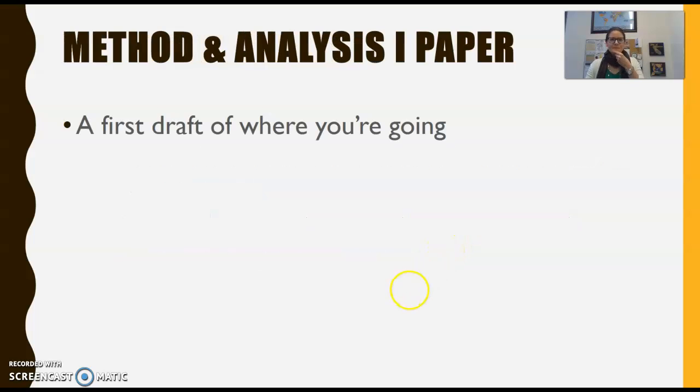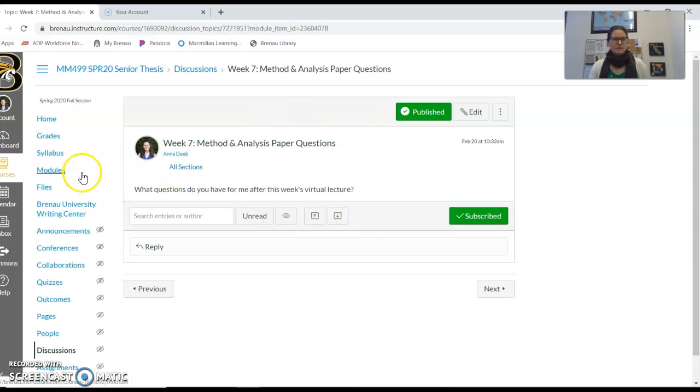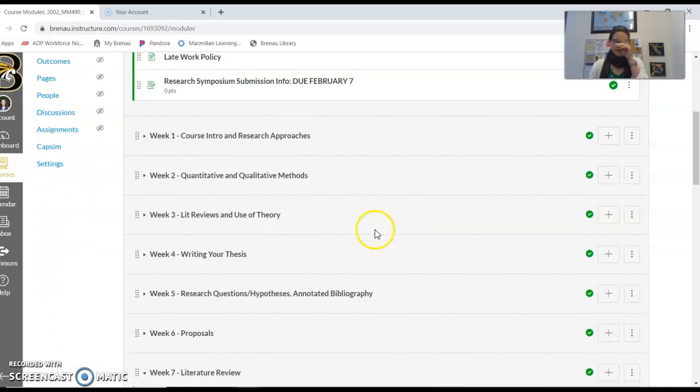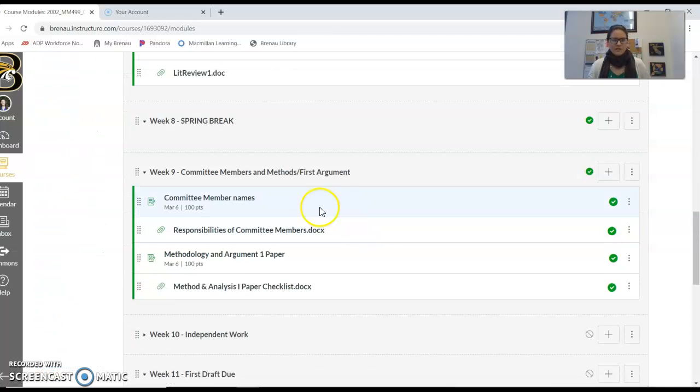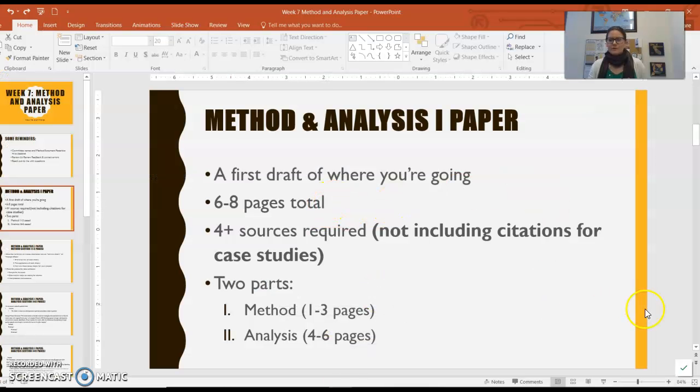Alrighty. So let's talk about this paper. Before we start this section though, I suggest that you head to Canvas and read all about the requirements for your method and analysis paper. This is actually housed in week 9, which is when your method paper is due. So take a look at the requirements here and the checklist, maybe print them out before you continue with the rest of today's lecture. Alrighty, so going back to what I was discussing.